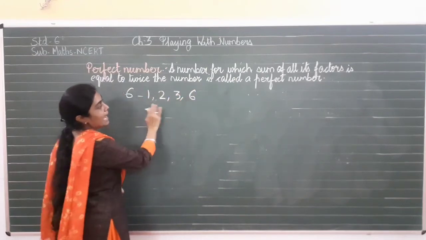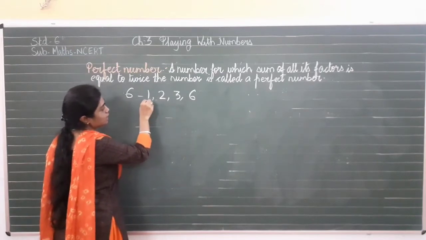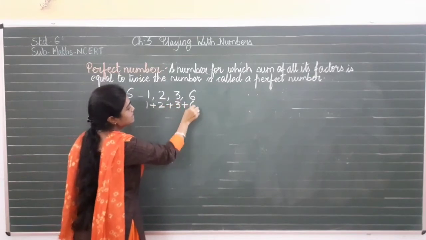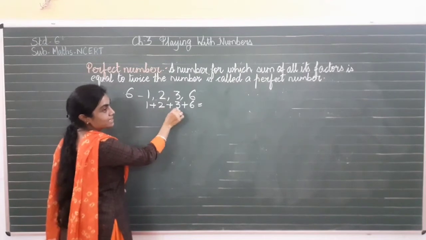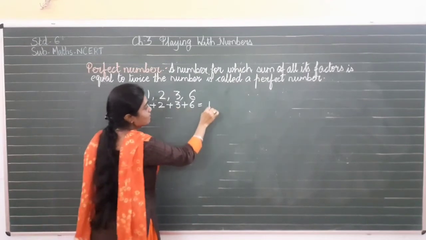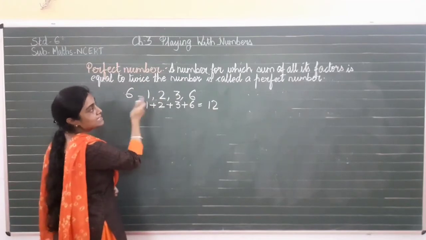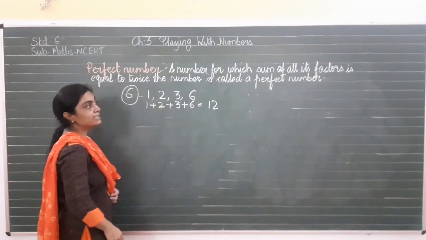Now we have to sum up all its factors. If you sum up all its factors, it will be 1 plus 2 plus 3 plus 6. If you add these numbers, 1 plus 2, 3, 3 plus 3, 6, 6 plus 6, 12, and 12 is the double of the given number, that is twice the number. So we can say that 6 is a perfect number.